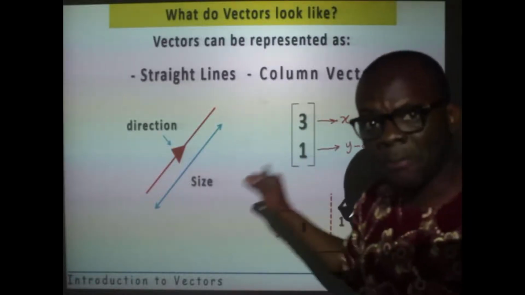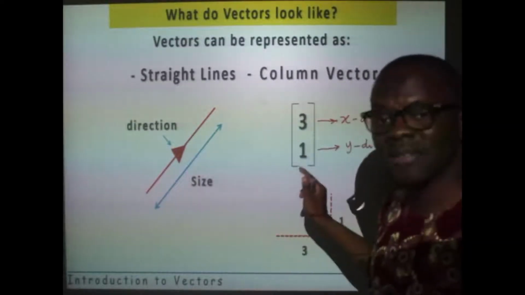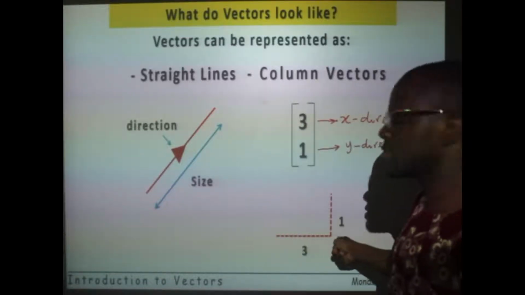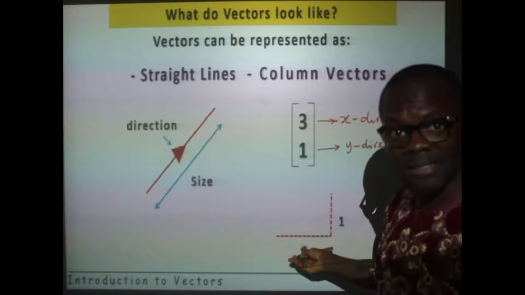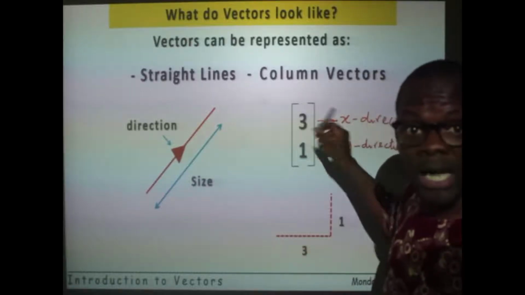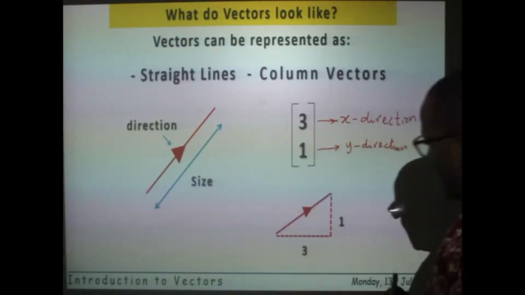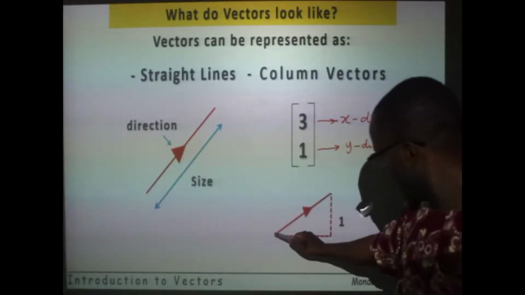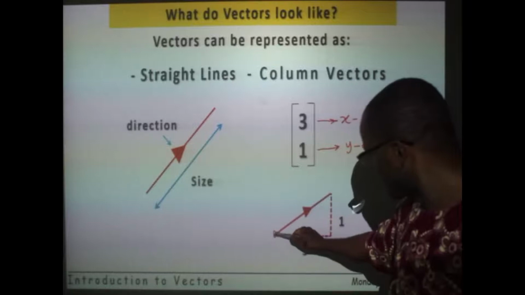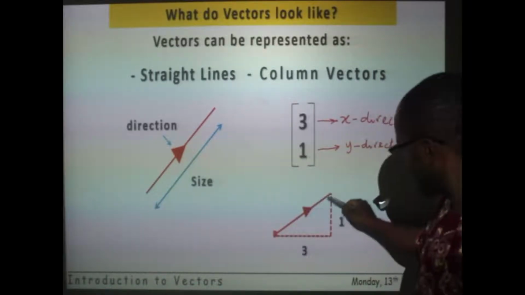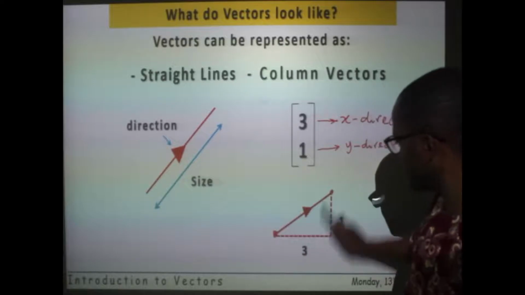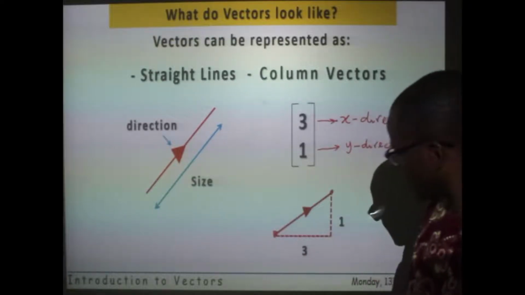Meaning, if you want to represent this vector and you start at the origin, you go 3 units along the x-axis and then 1 unit along the y-axis, and that gives the vector as shown. So there's the starting point of the vector, and that is where it ends. So the start and the ending point. And that is a vector.